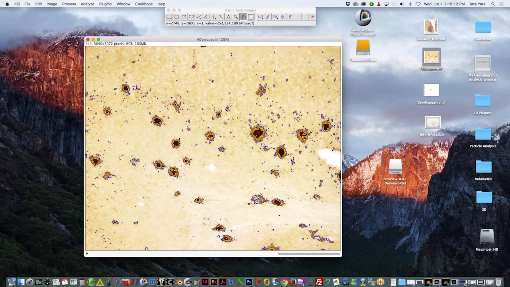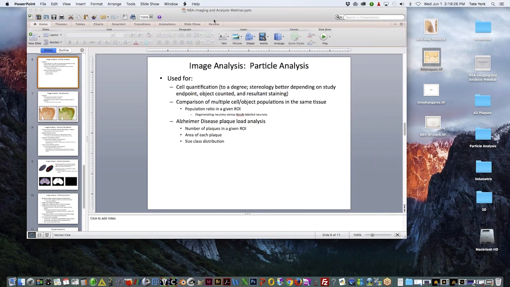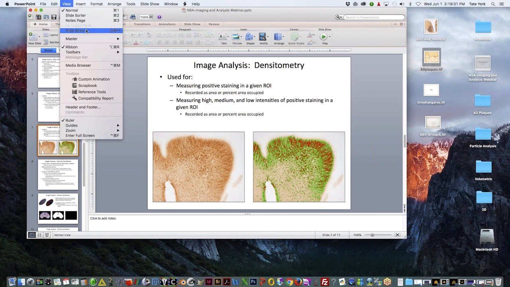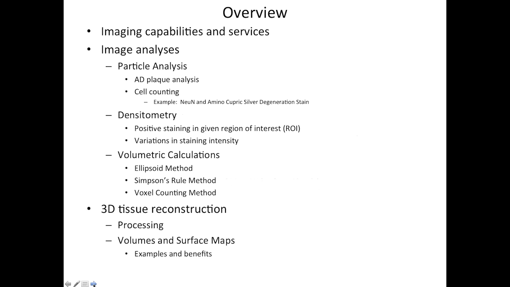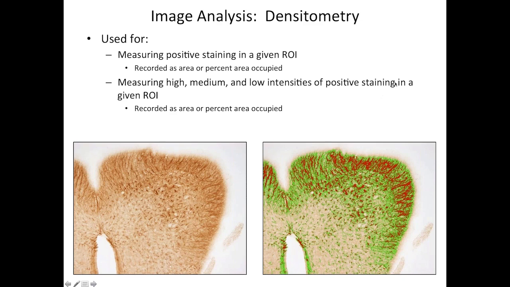So the next stop on the analysis train is densitometry. And I've got some examples at the bottom here showing a GFAP stained spinal cord section. And what this is used for is to measure the amount of positive staining in a given region of interest. So as you can see here, we applied the same type of method that was applied with the particle analysis, except instead of counting objects, we're measuring the entire area of the positive staining.